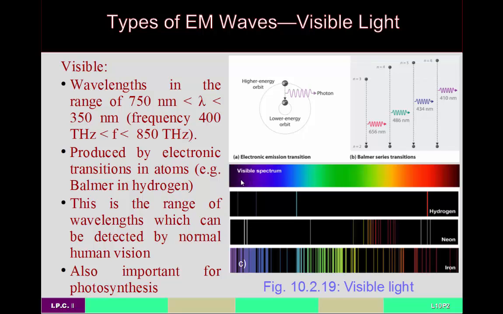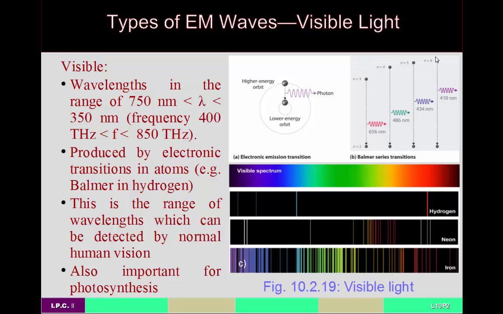So now the next part of the spectrum is what's called the visible spectrum. These are often produced by electronic transitions in atoms. Basically, the Balmer series in hydrogen will produce it. So here are the Balmer series transitions for hydrogen. The Balmer series basically means that the electron goes from an outer shell down to the n equals 2 shell within an atom. And when that happens, the electron emits a photon, and that photon has energy equal to the difference in energy levels from where it started to where it ended.